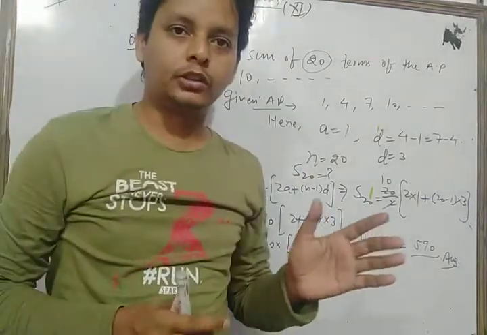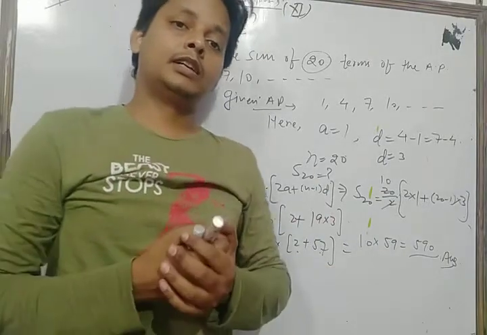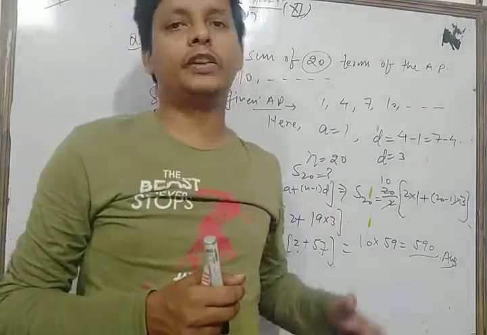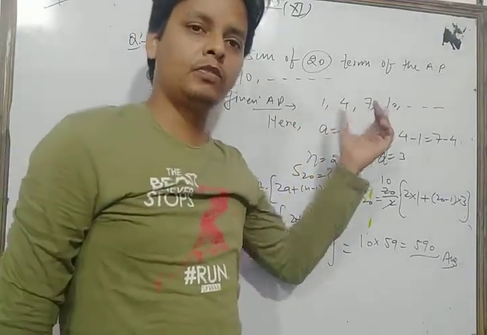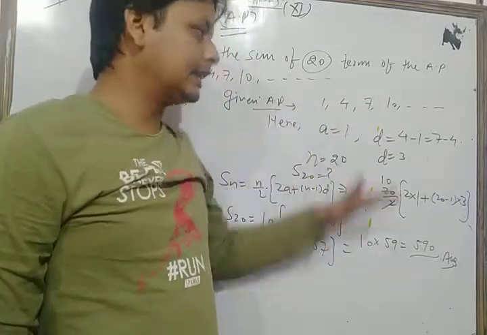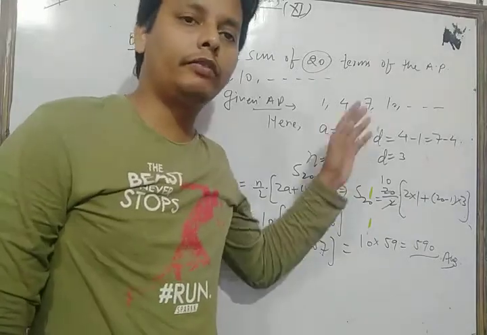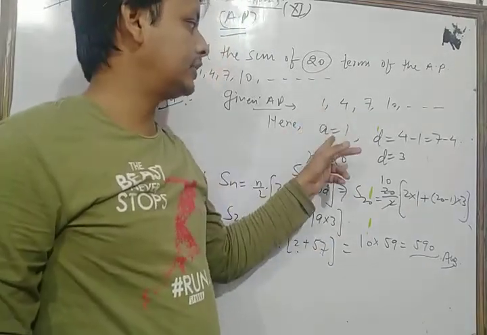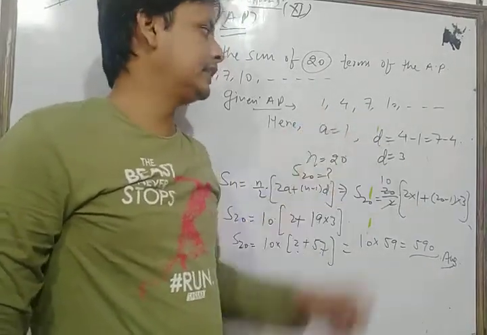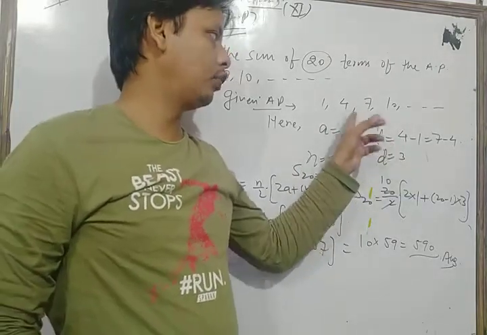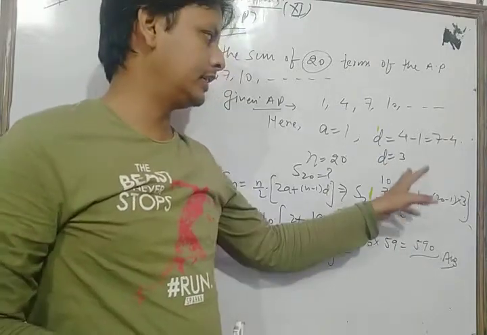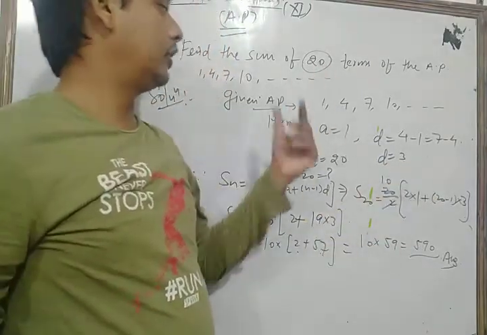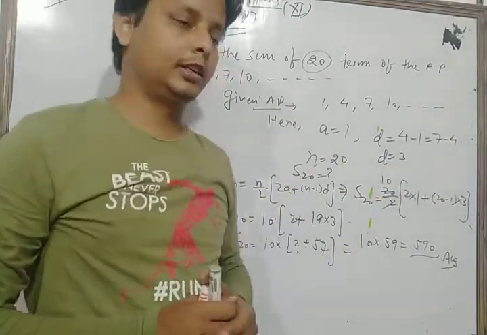In that type of question, when we find the sum of 20 terms, 15 terms of any given AP, first of all you write the given AP. Now you write all the information with the help of the AP. Here the first term of this AP, that is a, is 1, and the common difference is 4 minus 1, 7 minus 4, 10 minus 7 and so on, which is 3, and the value of n here is 20.